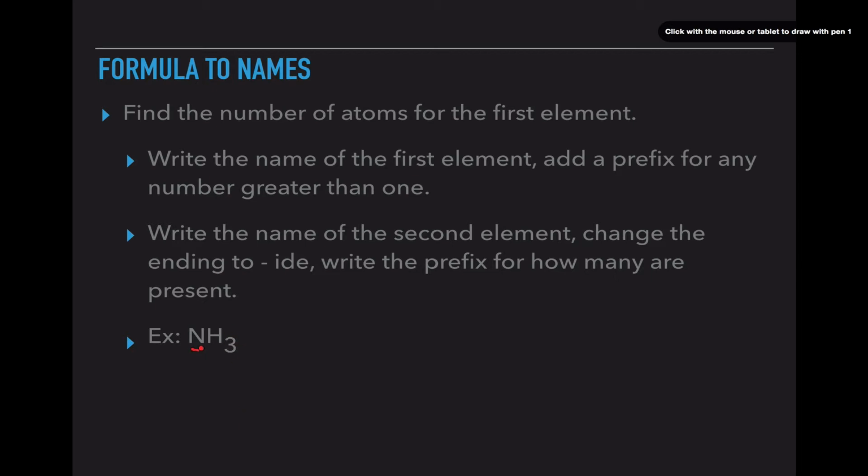So the first element, nitrogen, the word does not change, so we're going to write down nitrogen. And then I'm going to put a line out front to remind me that I'm going to possibly need a prefix. The second word is hydrogen, which changes to hydride. Line out front to remind me I'll need a prefix. And hydride.